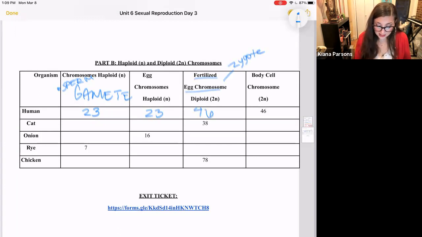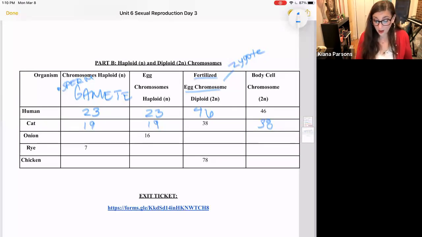Okay, so if this is a cat, cats have 38 chromosomes in a zygote. So that means they have 38 chromosomes in a body cell, which means half of that, and this is just literally straight up math, half of 38, oh goodness, is 17, right? No, that can't be right. Hold on. Ladies and gentlemen, you're seeing here Miss Parsons, the reason she is a science teacher and not a math teacher. 19. I was close. But okay, so in a cat's sperm or in a cat's egg, we're going to have 19 chromosomes.